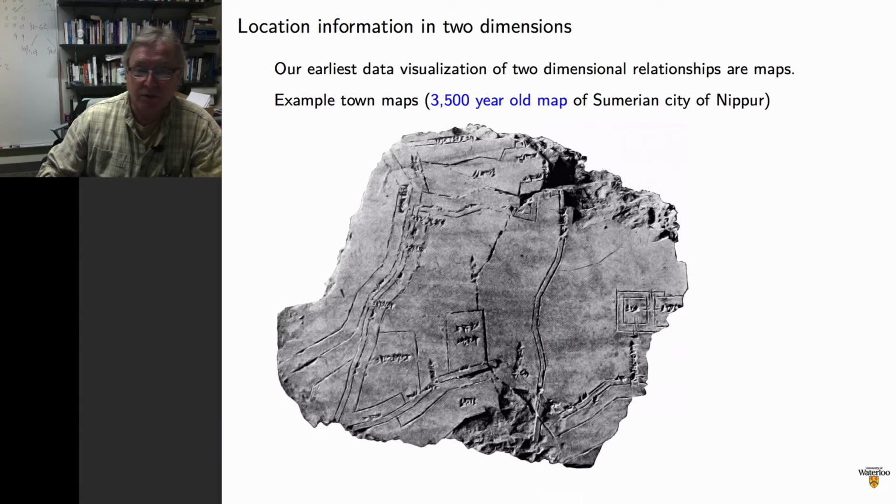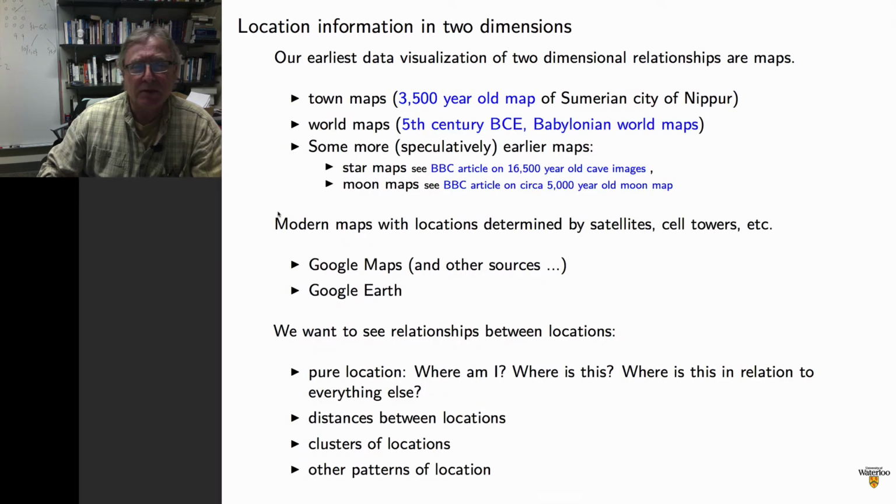So for example, here's a 3,500-year-old map of the Sumerian city of Nippur, and you can see various kinds of constructions and presumably roadways and possibly walls, etc. So that's a very, very old map dating to roughly 1500 BCE. So there are lots and lots of old maps. In fact, we can see 5th century BCE Babylonian world maps.